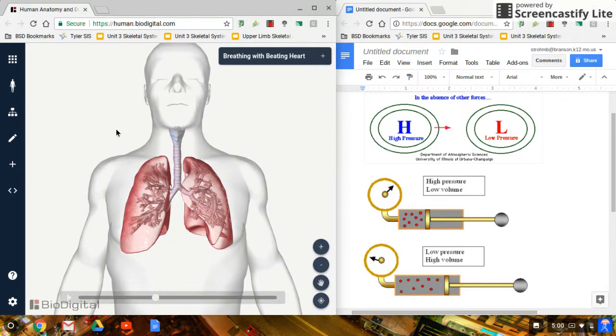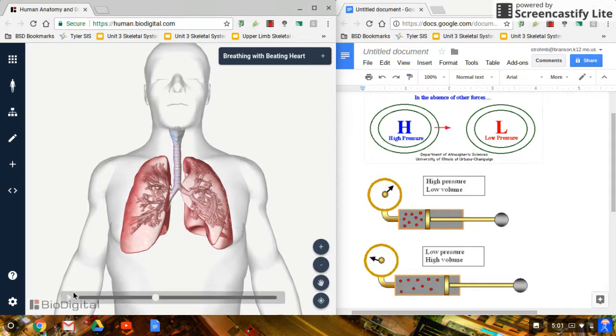And that is going to cause air to flow in through either your nose or your mouth, depending on which opening you're breathing through. And that air is going to flow in and enter your lungs until the point that your lungs and the outside air are at equal pressures, until they reach equilibrium. At that point, you would stop breathing in and you wouldn't have any more air entering your lungs.